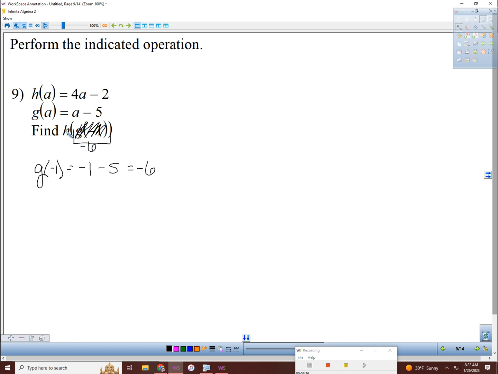So now I'm going to go to h and plug in negative 6. All right, so h is 4 times negative 6 minus 2. So 4 times negative 6 minus 2 gives me negative 26. So I know that h of g of negative 1 is equal to negative 26.